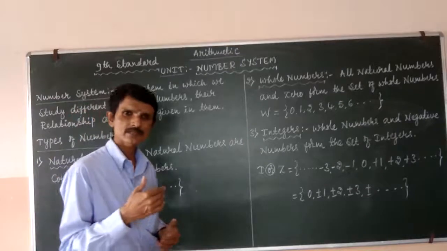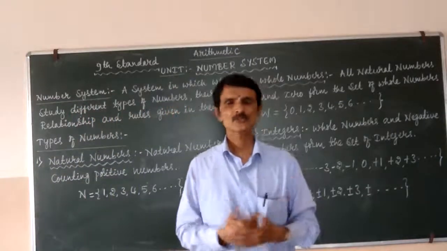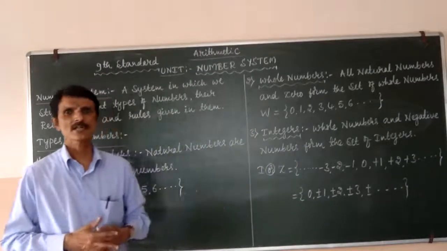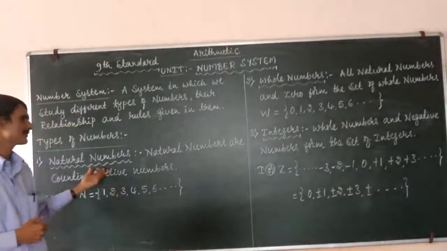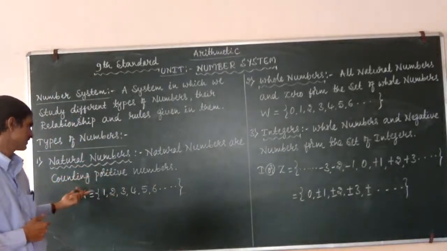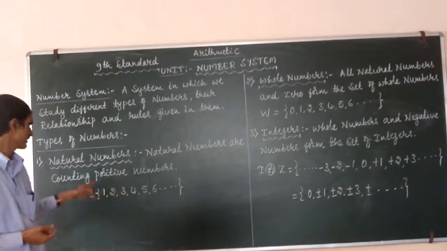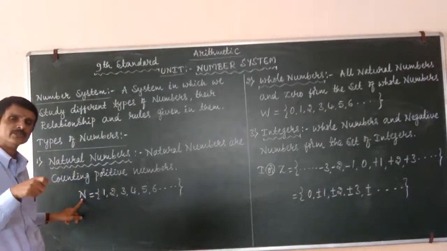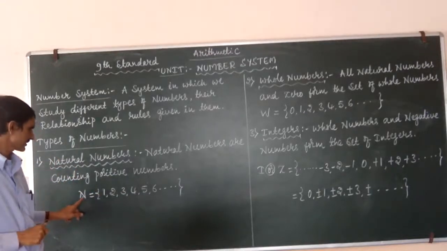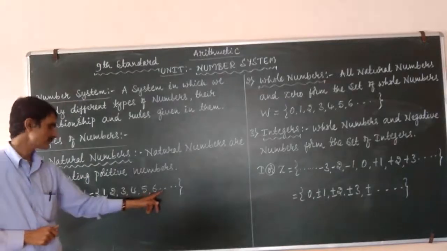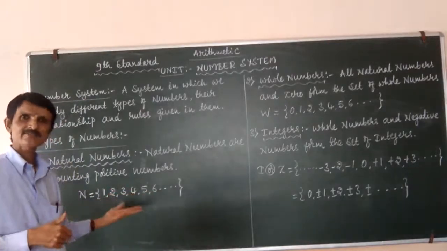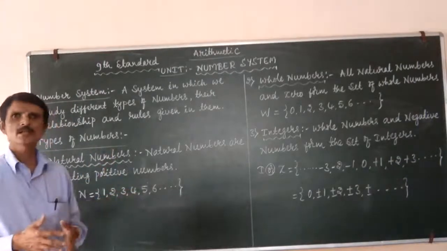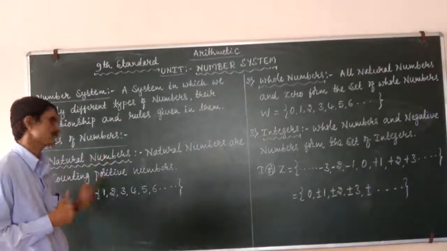They are the counting numbers. We use them in day-to-day life. That means 1, 2, 3, 4, 5, 6, etc. Counting numbers are called natural numbers. That means they are always positive numbers. Natural numbers are denoted by N. So N equals 1, 2, 3, 4, 5, 6, and so on. This is the set of natural numbers. It contains only positive numbers.